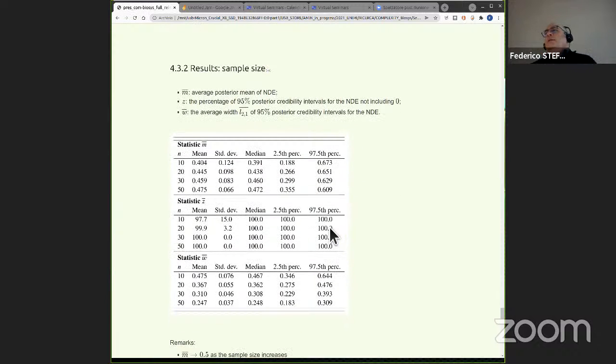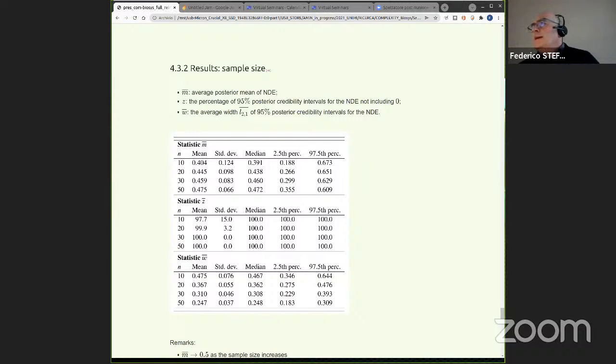Okay, here are the results. We have M bar, the average posterior mean of the natural direct effect. Z bar is the percentage of 95% posterior credibility intervals for NDE not including 0. And this is an important feature if you want to perform the Lindley test about the possibility that NDE is equal to 0. And W bar is the average width of the 95% posterior credibility intervals.